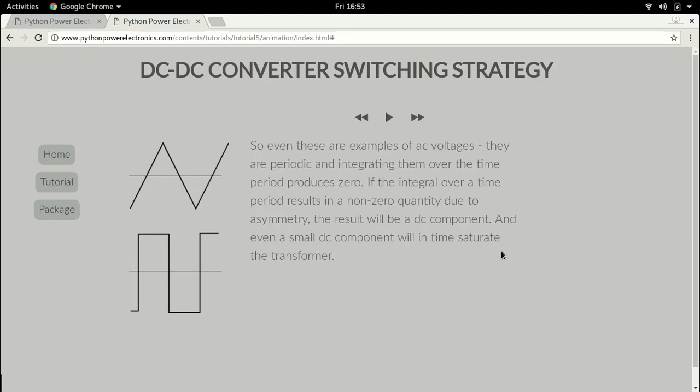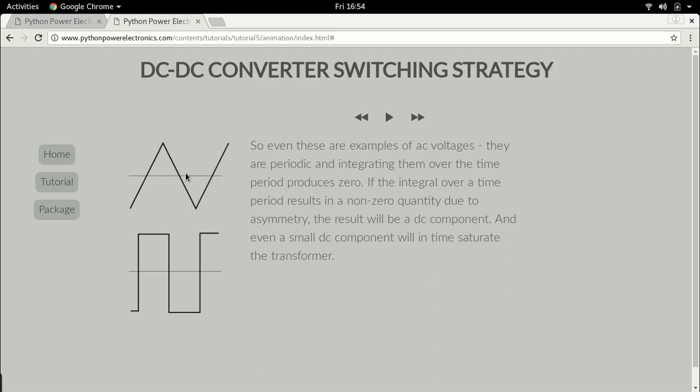So these are some samples of AC voltage. They don't look like AC. You would expect a sinusoid, but these are not sinusoid. The one above is a triangle. This one is a pulse, a square wave. But these are still AC for a transformer. And why? The reason is this.